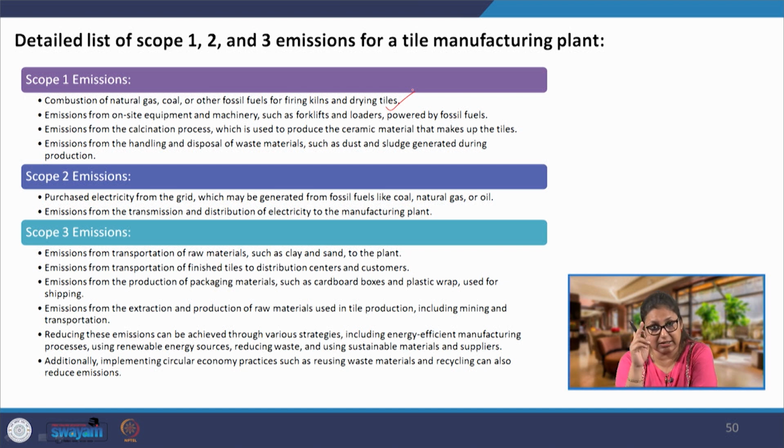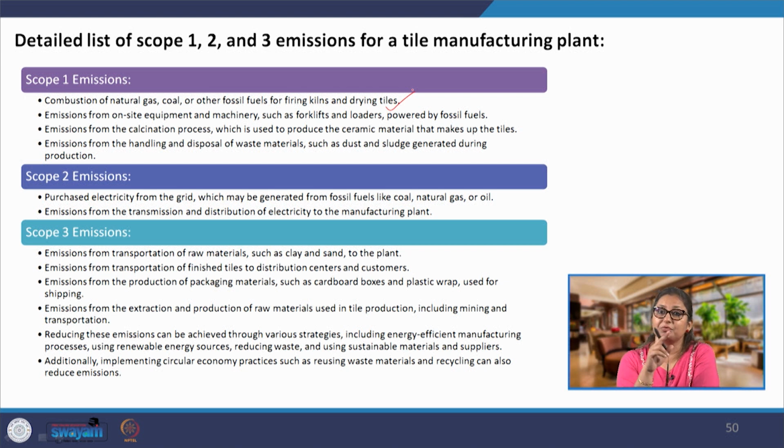However, if we look at the classification of GHG emissions, then dust will directly not be counted as a GHG emission. However, for them to reduce, they have identified that as part of scope for them to reduce, and there could be methods to suppress that. Now, if we look at scope 2 emissions, then again simply we are talking about purchased electricity from the grid, which further may be generated using either fossil fuels or renewable sources of energy, it could be any.